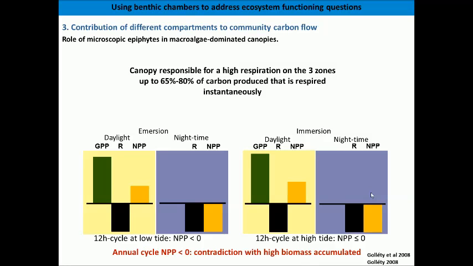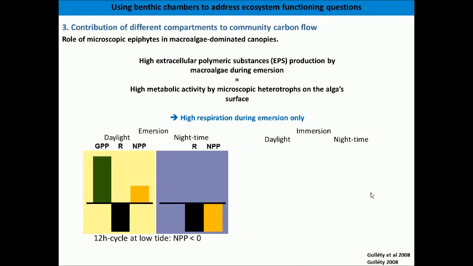So clearly there's something wrong with this picture, and what we think is that we're missing the role of these microscopic epiphytes linked to the production of high extracellular polymeric substances by the macroalgae during low tide. These are produced as a mechanism against desiccation and end up being a substrate for high metabolic activity by the microscopic heterotrophs living on the surface of these algae, thus explaining the high respiration that we measure at low tide. So this still holds true, but at high tide it means things are different.